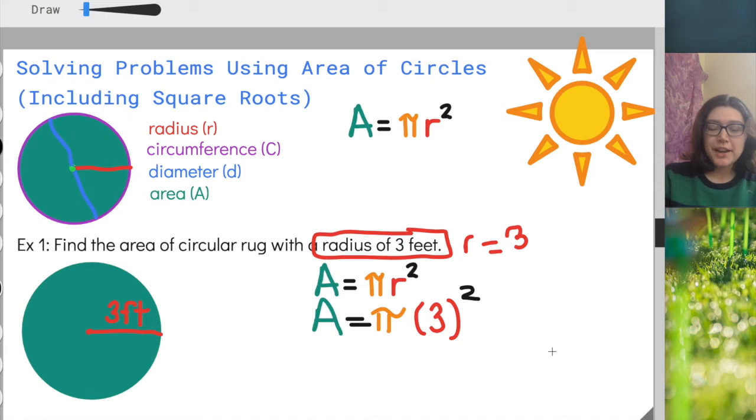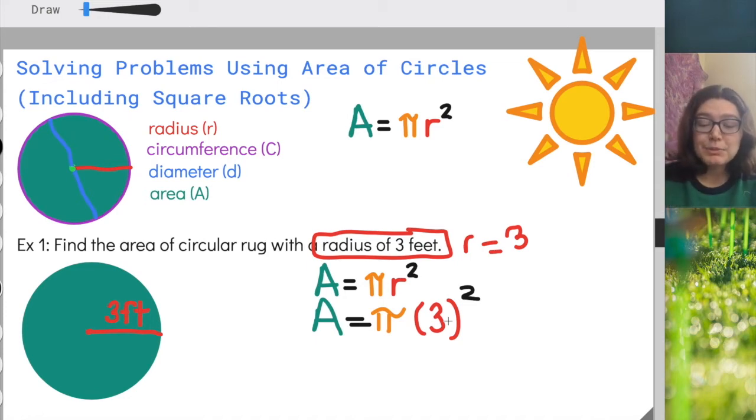I'm trying to find my area A, which is already isolated. It's already all by itself. So that's good. We don't need to do anything else to solve for it. We just need to figure out what the right-hand side is equal to. Okay, so the first thing, let's deal with this 3 to the power of 2. Exponents you always deal with first. That's the E in PEMDAS.